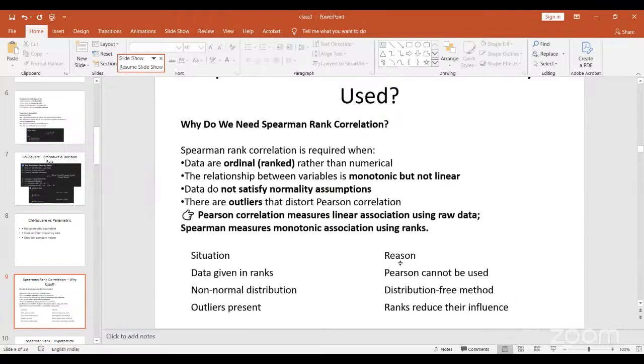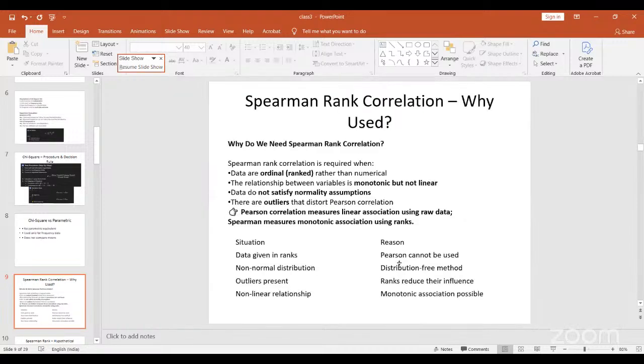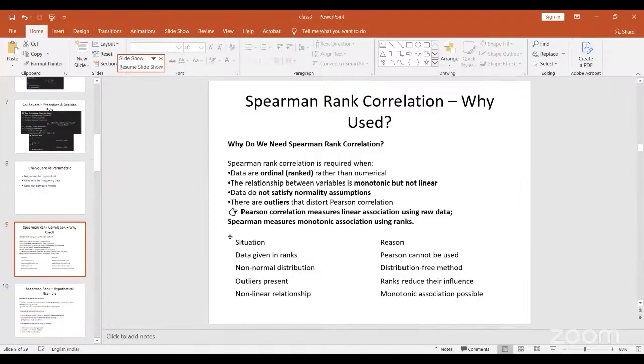Data given in rank, then Pearson correlation cannot be used. No normal distribution, outliers present. This part I have explained. So just have a look, no need to re-explain. The situations and the background are clear, right? Yes, ma'am.